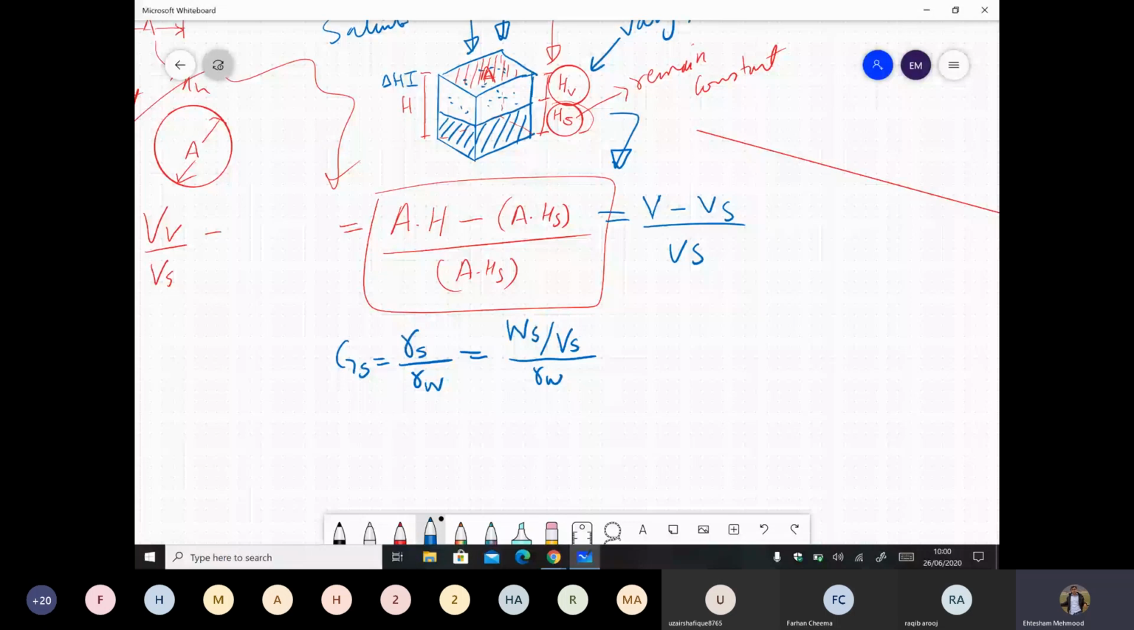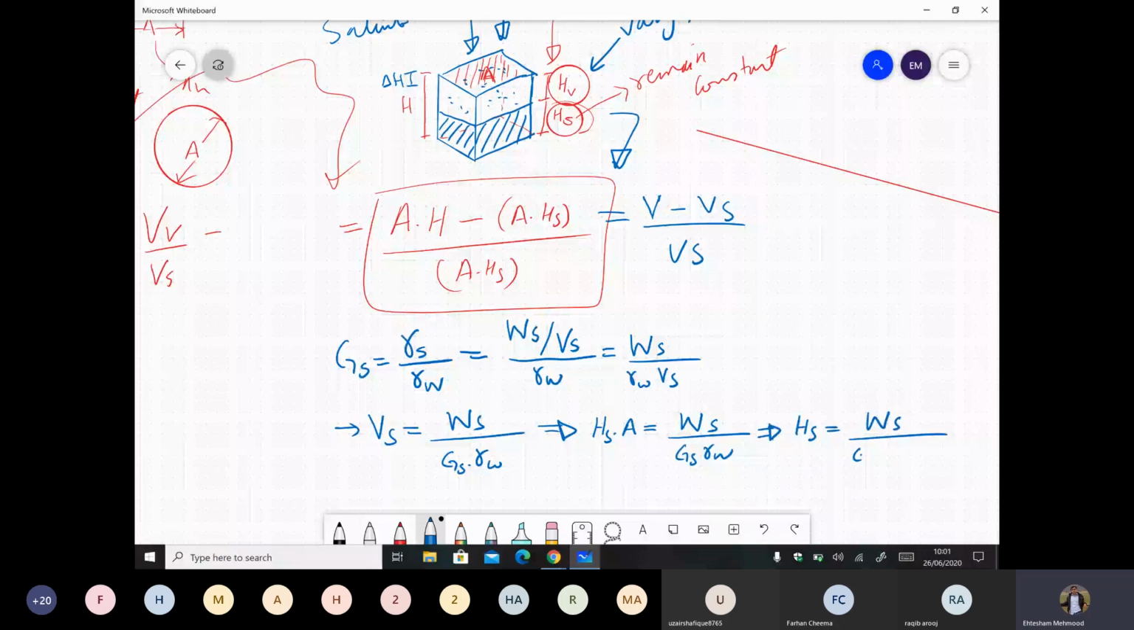So if I rearrange this, it will be equal to, and now I solve it for the volume of soil solids, it will be equal to WS over GS into gamma W. And once again, because it's Terzaghi's one-dimensional consolidation theory, I can write height of soil solids into area is equal to volume of solids, and finally I get that height of soil solids is equal to WS over GS gamma W into A. This is the formula for calculating HS.